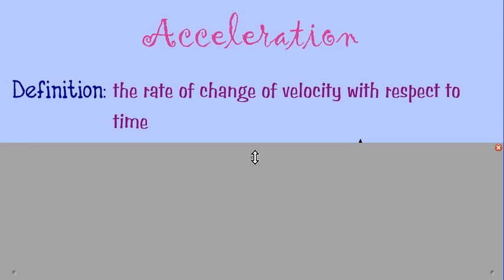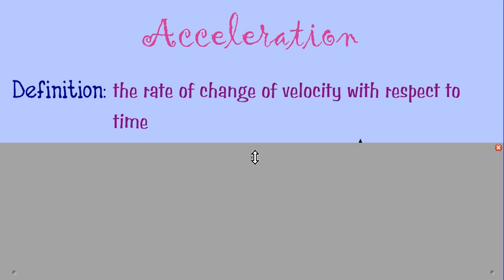Our focus for this video is on acceleration, one of the 3 new quantities in our Chapter 2 about one-dimensional motion. We'll start off with the definition of acceleration. Acceleration is defined as being the rate of change of velocity with respect to time. Now, that definition should look familiar to you because it's very similar to the definition for velocity. Velocity is the rate of change of position with respect to time.